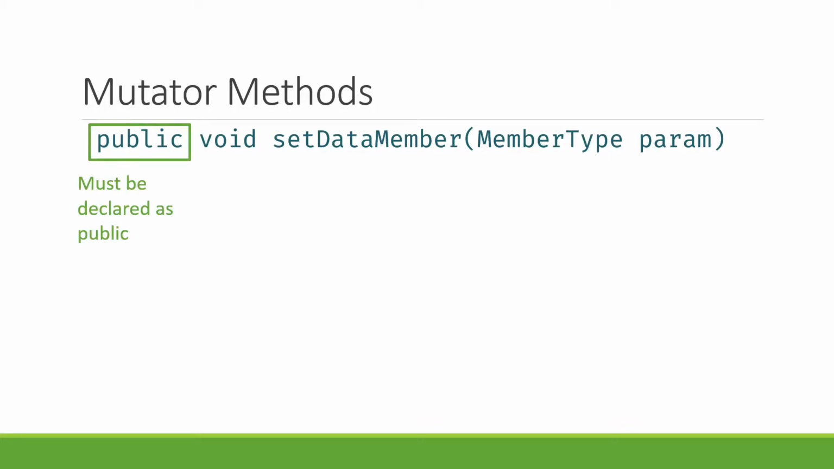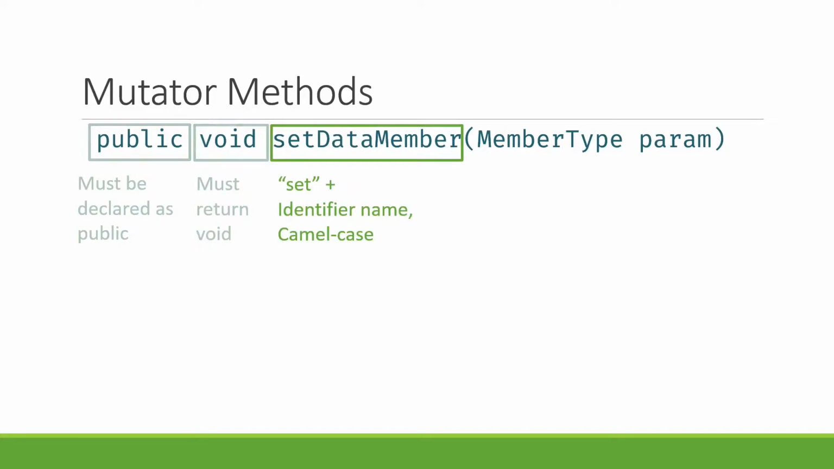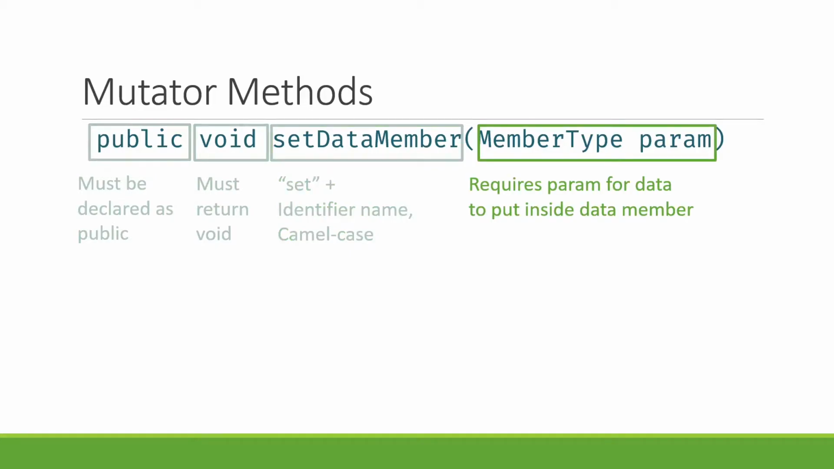It must be public, it must return void, it must be called set in lowercase letters, followed by the data member name in title case. That makes the entire method name camel-cased properly. It must have a single parameter whose type is exactly the same type as the data member. The parameter name can be any valid and standard variable name.